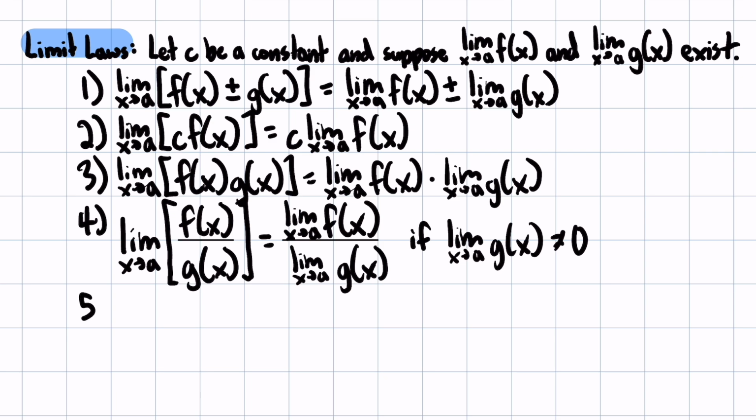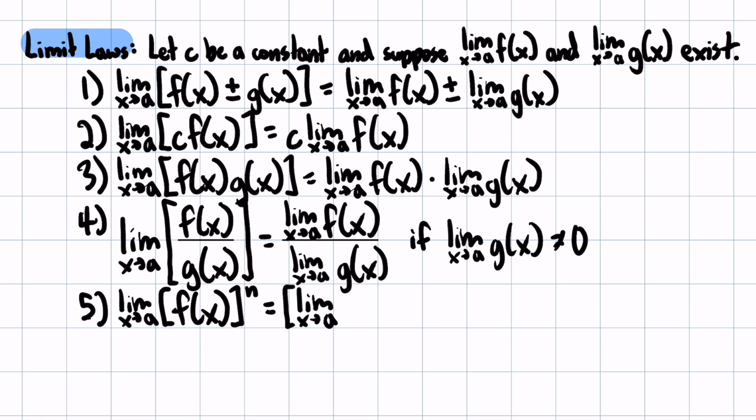All right, our next property is going to be dealing with powers. So it's the limit as x approaches a of f of x to the nth power. And so in this context, we can just pull out the nth power. And this is possible if n is a positive integer, so a natural number.